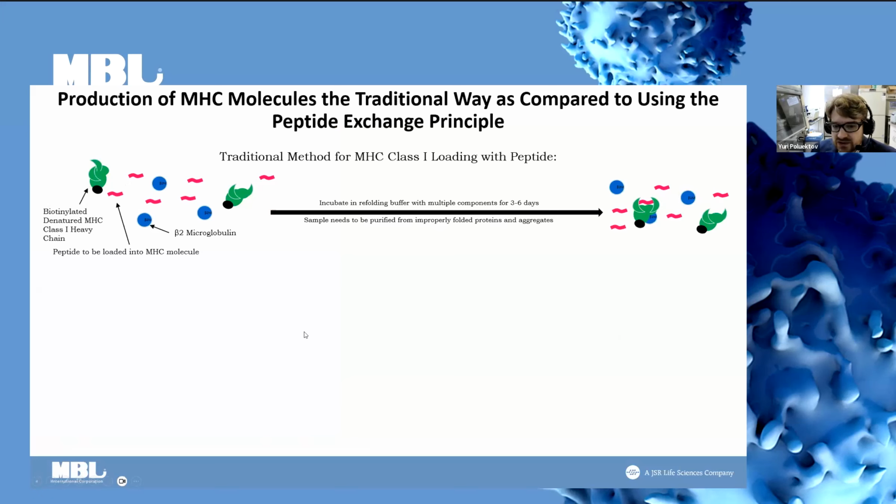This traditional method can add a week or more to the production procedure in addition to the time it would take to synthesize the peptide and test the newly folded MHC molecules. Taken together, it could take up to a month between when you place your order for an MHC tetramer and when you can actually get it in the lab to start your experiments.